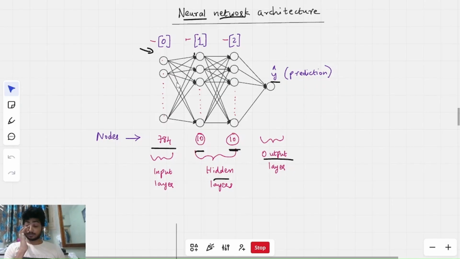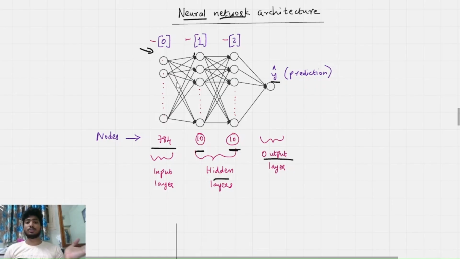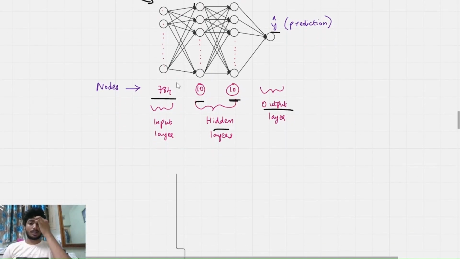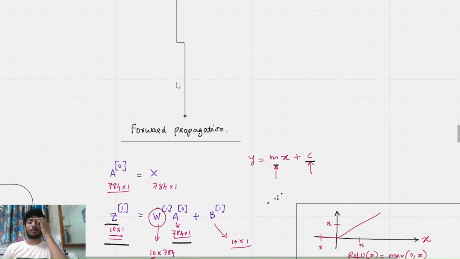Now the zeroth layer has 784 neurons because of 784 numbers. The first layer has 10 neurons, the second layer also has 10 neurons, and the third layer has only one neuron, which is the output. It will give one output, so we have one neuron. Okay, now let's jump into our forward propagation.